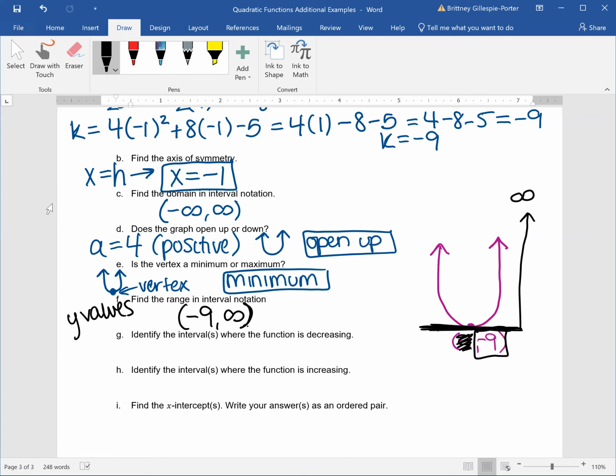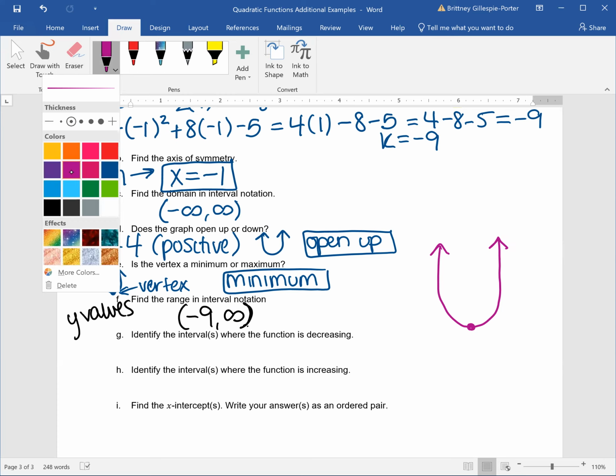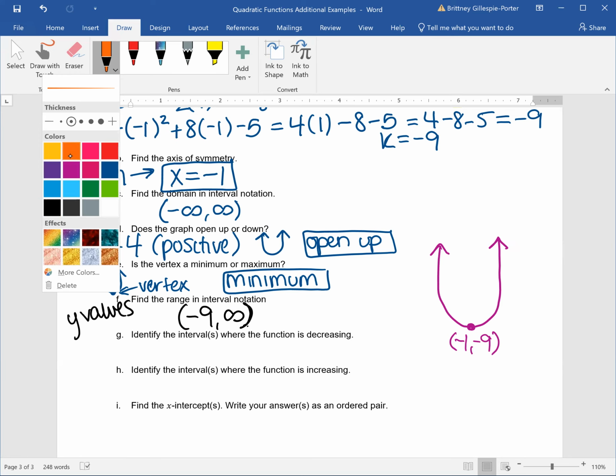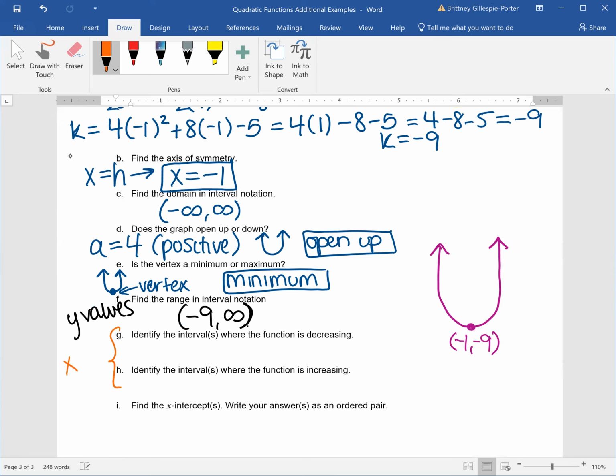So now that I have found my range, I'm going to go back and look at my graph to find where I am increasing and decreasing. Then put my vertex back in. Remember, when we're dealing with increasing and decreasing, we don't care about the y values. We only care about the x values. So I'm going to ignore the y.